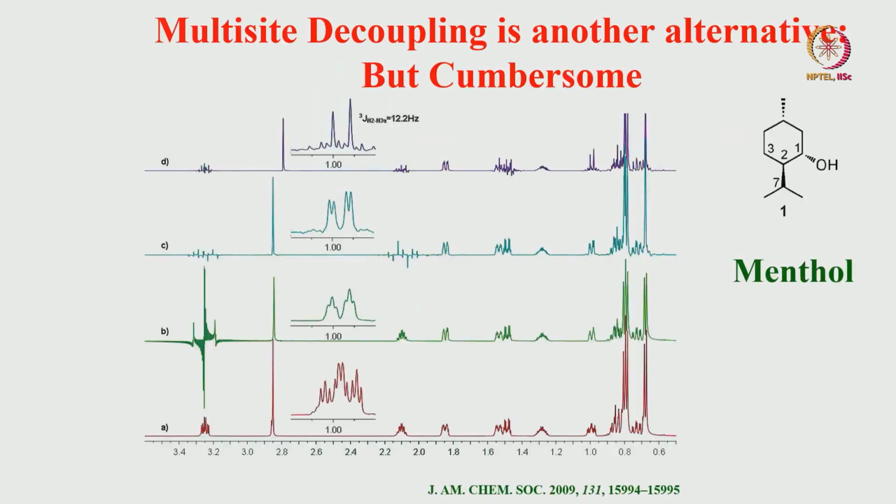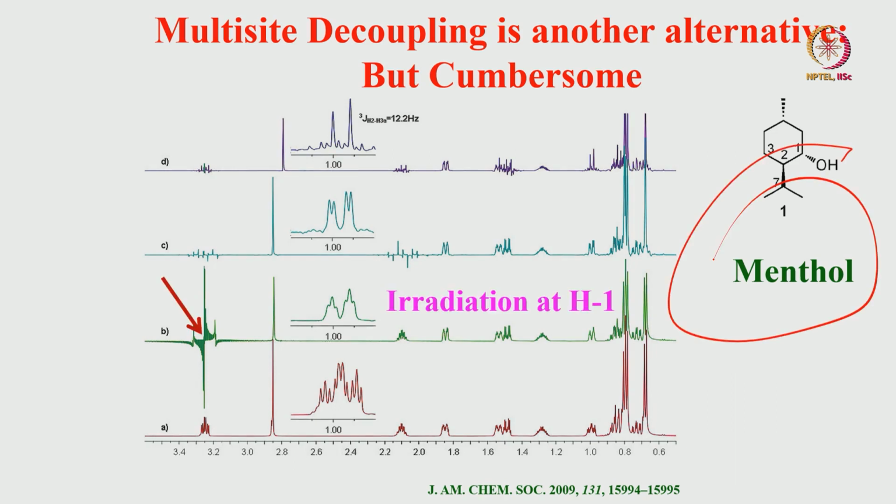But we can do one more experiment called multi-site decoupling. It is another experiment, but a little cumbersome. Why is it cumbersome? Take the example of menthol here. We can look at one of the protons, in this region which is expanded here. It looks like a quartet of a triplet, or a pentet of a triplet, some funny pattern. Which proton is it coming from? We do not know. It is experiencing coupling with several other protons.